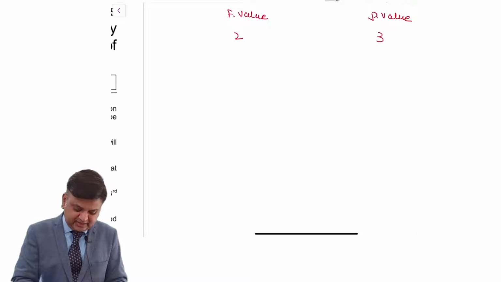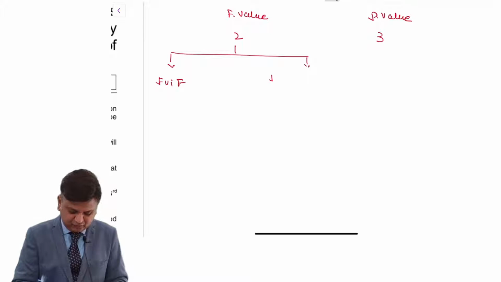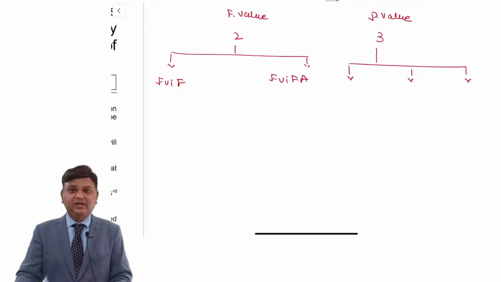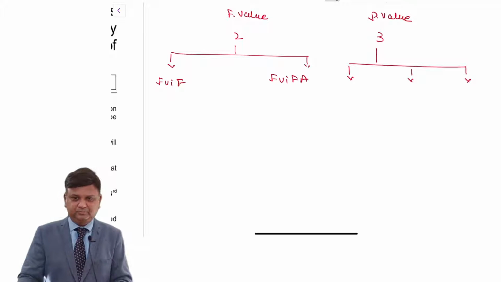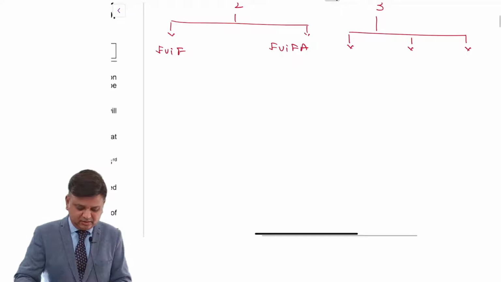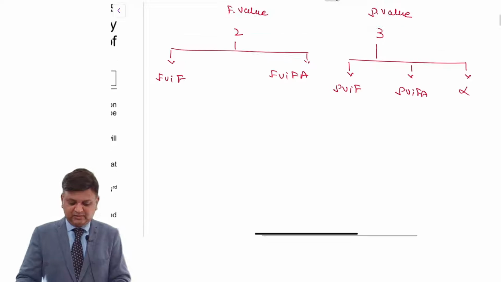The future value formula is divided further as future value interest factor, future value interest factor annuity. The present value formulas are divided into 3 parts. In that, we have a formula called PVIF, PVIFA, and the third one is the perpetuity formula.